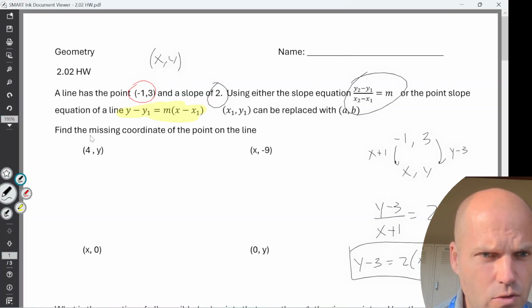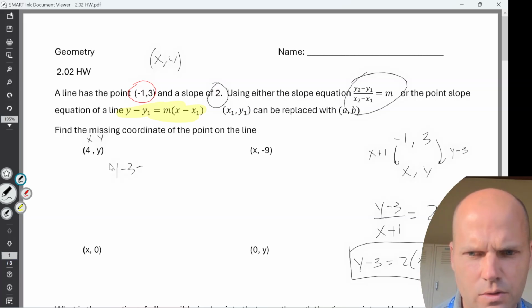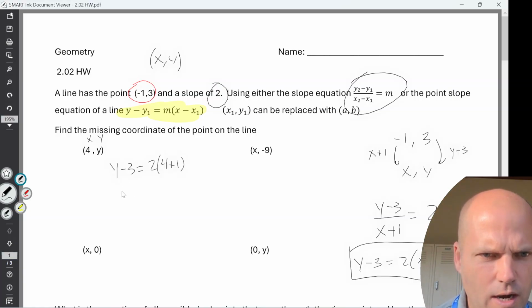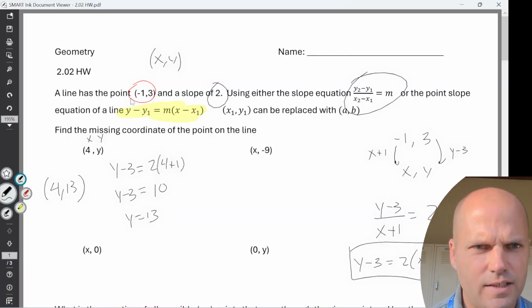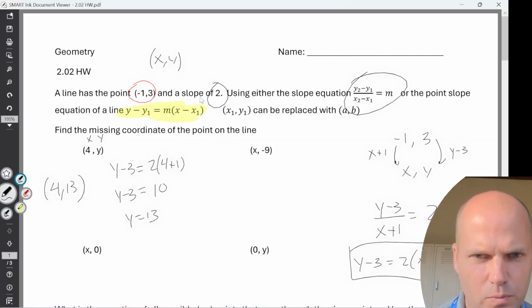And this allows us to use an equation to find missing points instead of trying to figure it out. It just becomes an easier process to do. When x is 4, what must be y? Well, 4 plus 1 is 5, times 2 is 10. And then y minus 3 equals 10. Y has to equal 13. Done. So the point (4, 13) connected with the point (-1, 3) will have a slope of 2.